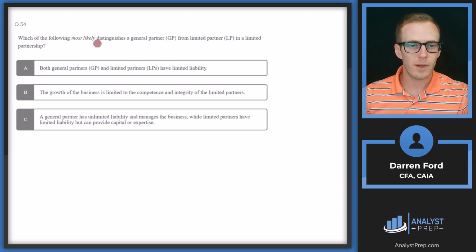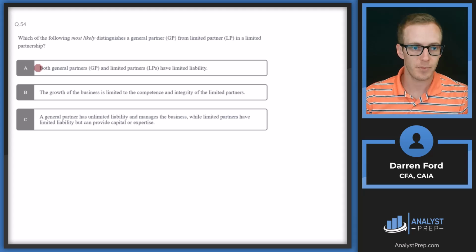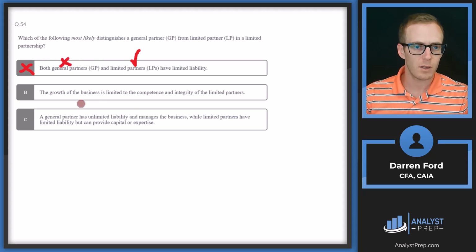Answer A. Which of the following most likely distinguishes a general partner from a limited partner in a limited partnership? Is it A, both general partners and limited partners have limited liability? That is going to be incorrect. Limited partners do have limited liability, but general partners do not. They technically have unlimited liability. So any debt that's taken on for this business venture or whatnot, the general partners are responsible.